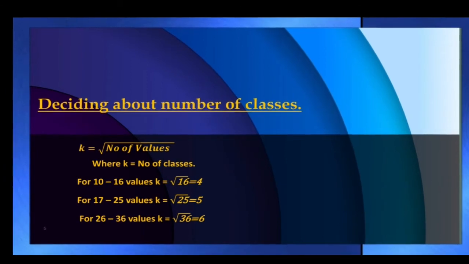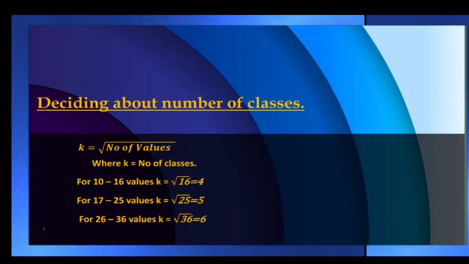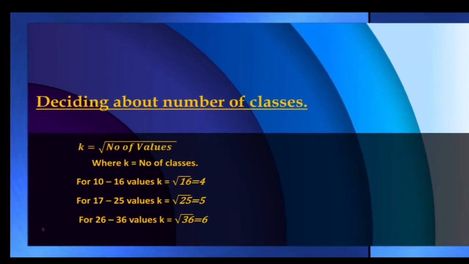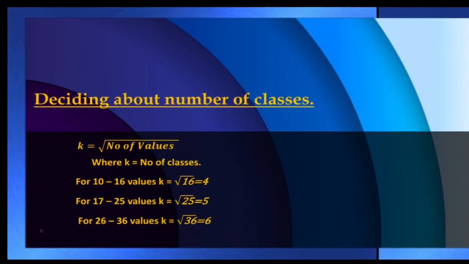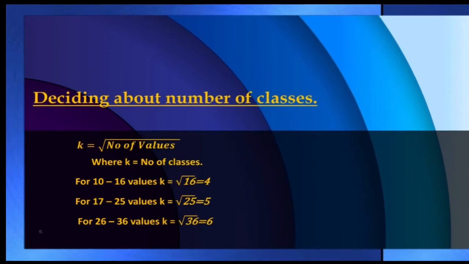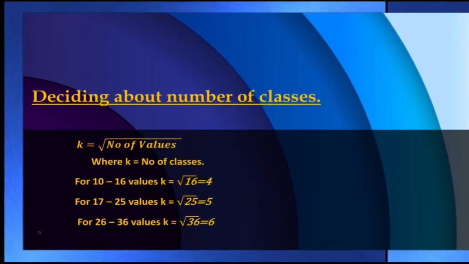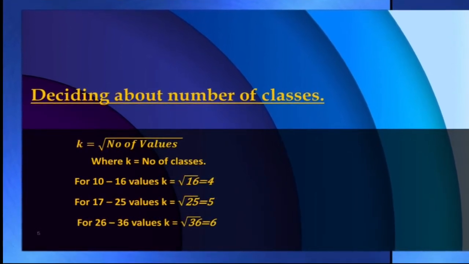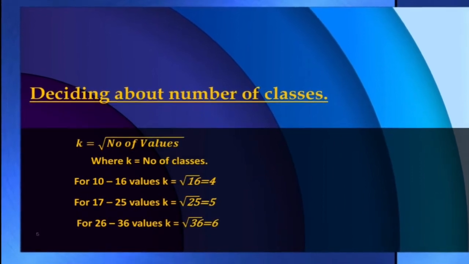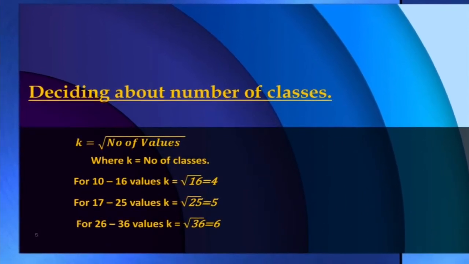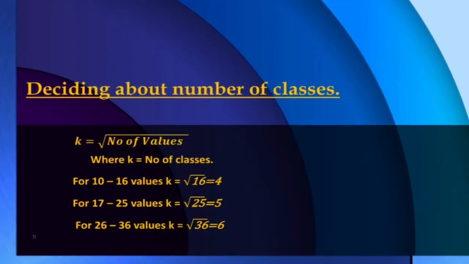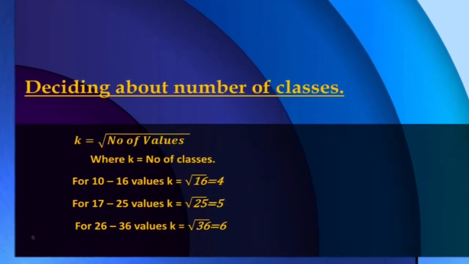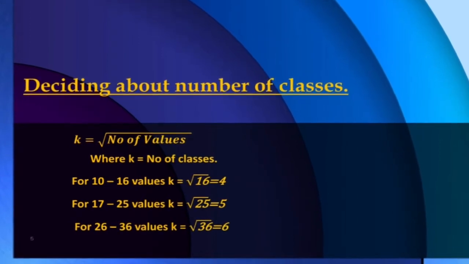The next step is deciding about the number of classes into which the data are to be grouped. The number of classes should be between 5 to 20. There are many rules on deciding about the number of classes, but here we will discuss three commonly used rules. A good rule of thumb is k is equal to under root of number of observations, or k is equal to under root of n, where k, the number of classes, is always taken without a decimal point.